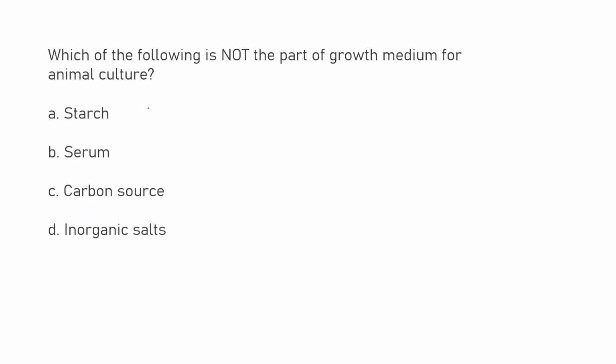Next question is, which of the following is not the part of growth medium for animal culture? So here the four options are starch, serum, carbon source, or inorganic salts. So inorganic salts are a part of your growth medium in order to maintain the osmotic balance.